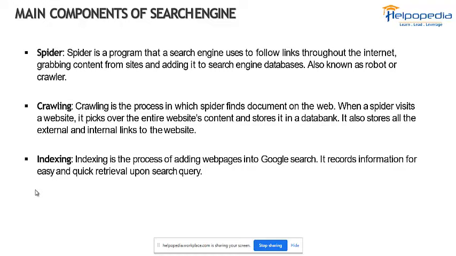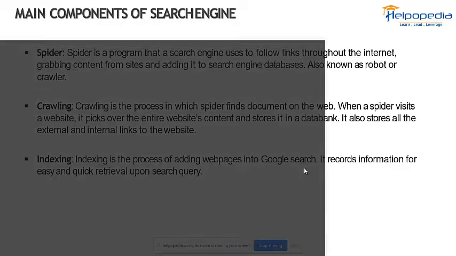So when someone searches for that particular video or any content like a document or keyword, like just now what I searched, then my content will come up. So that is what I'm talking about. That is called crawling. Then it is indexing. Indexing is the process of adding the web pages into Google search.